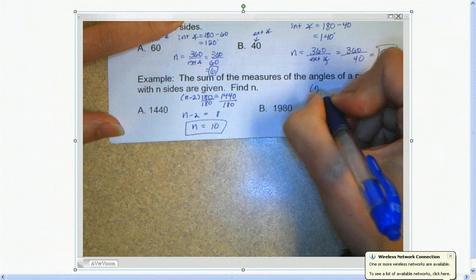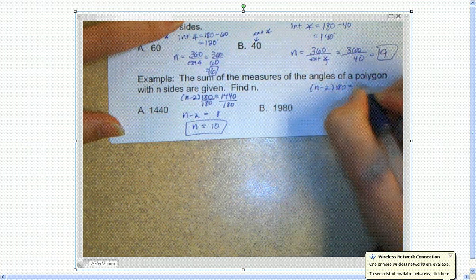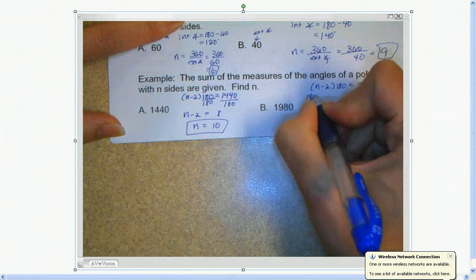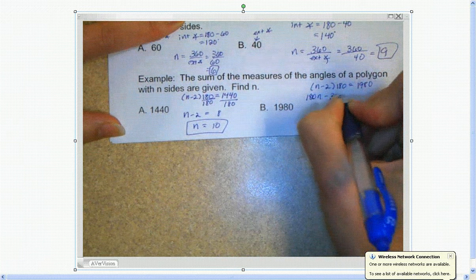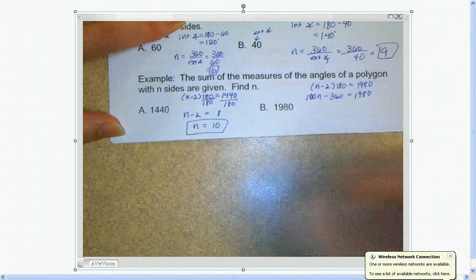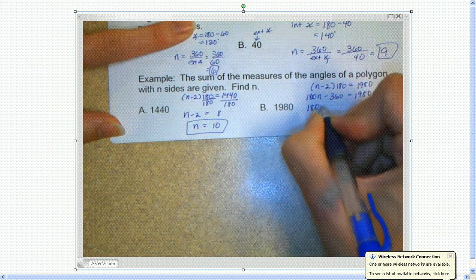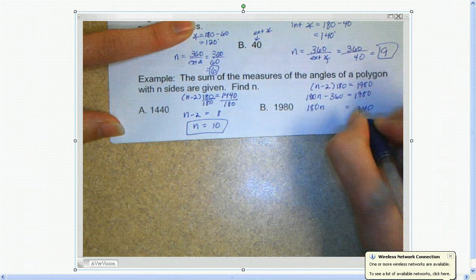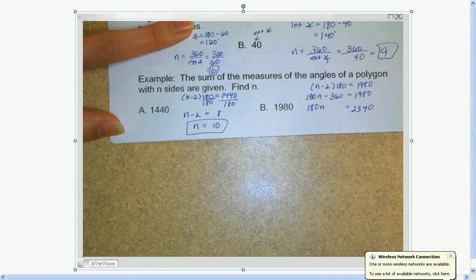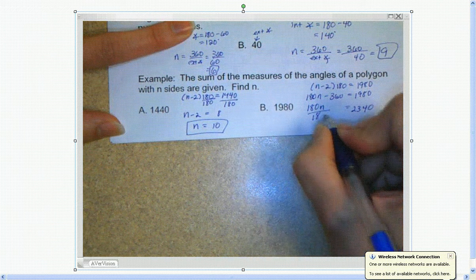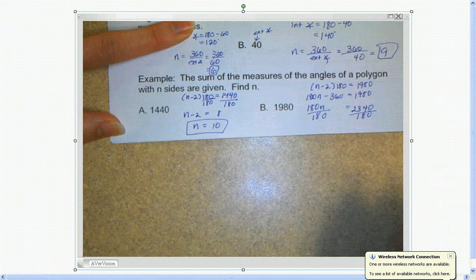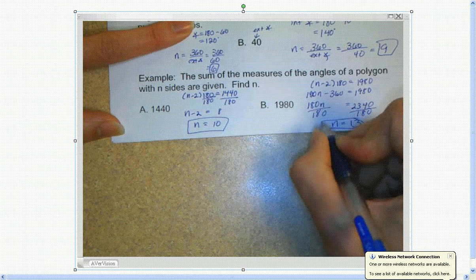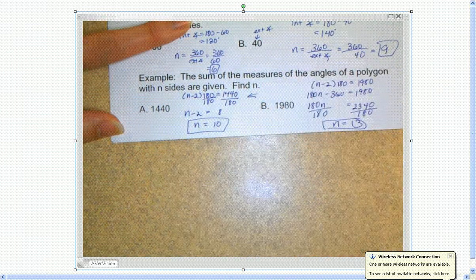Now, you could do it a little bit differently. You can get n minus 2 times 180 still has to equal 1980. But you could go ahead and distribute. You can go 180 times n minus 360 equals 1980. Add the 360 over, and so it would be 2,340. Divide by 180. Divide by 180. And you're going to get n is equal to 13. So it works the same way. I prefer the first way of doing it, but either way works.